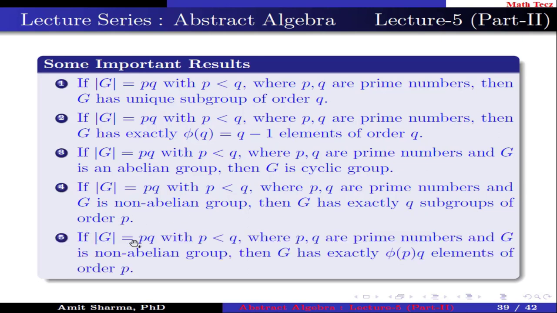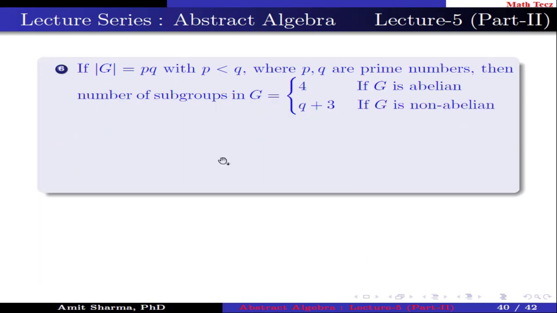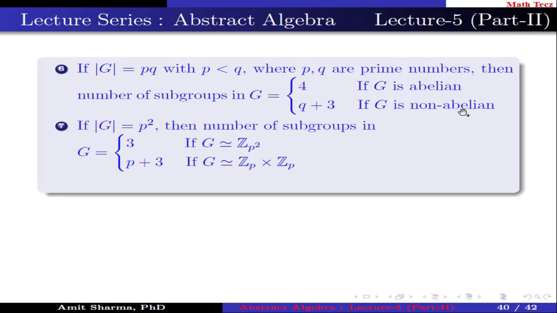Number 5, if order of G is pq with p less than q, where p and q are prime numbers, and G is a non-abelian group, then G has exactly phi p into q elements of order p. Number 6, if order of G is pq with p less than q, where p and q are prime numbers, then the number of subgroups in G is 4 if G is abelian, q plus 3 if G is non-abelian.